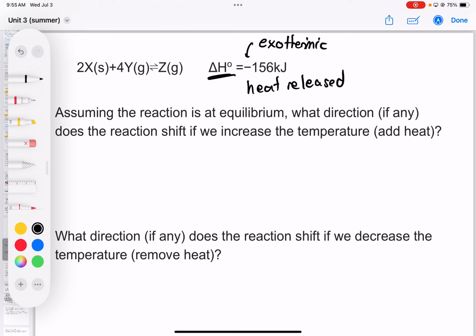So when we say that you have a negative delta H, or heat being released, you can actually think of the heat as a product, because when X and Y come together, they make Z, but they also make heat. It's not mass, but it's some energy being made. So I'm actually going to write plus heat as a product, like pretend like it's a product. So now we can treat it just like we did the concentration stuff.